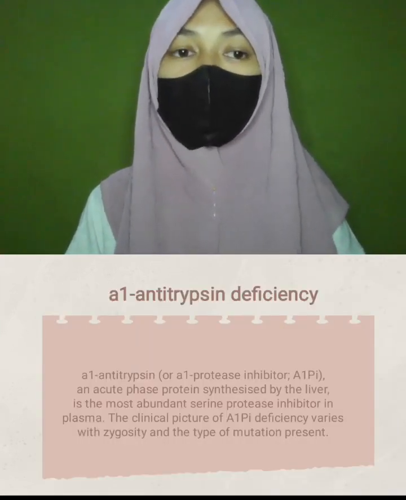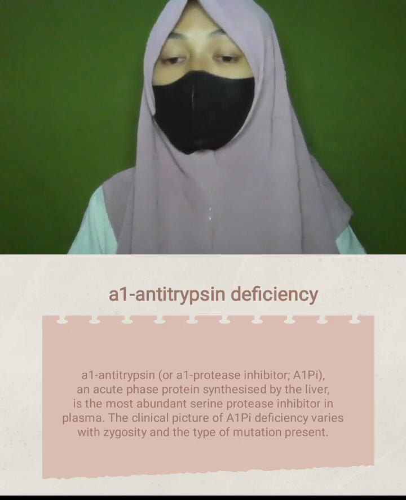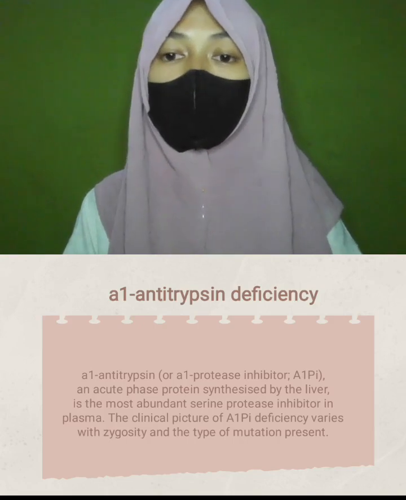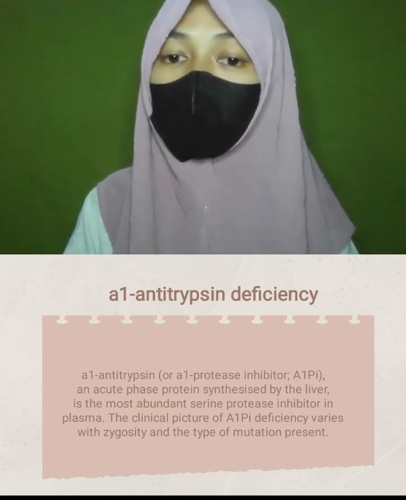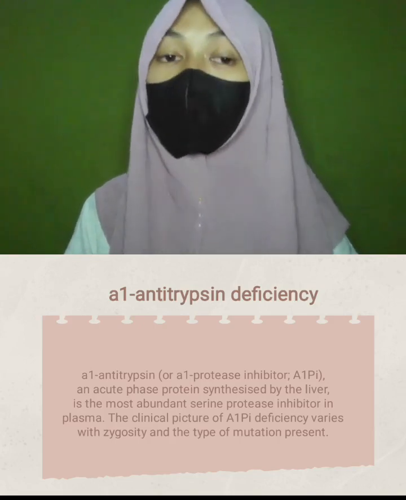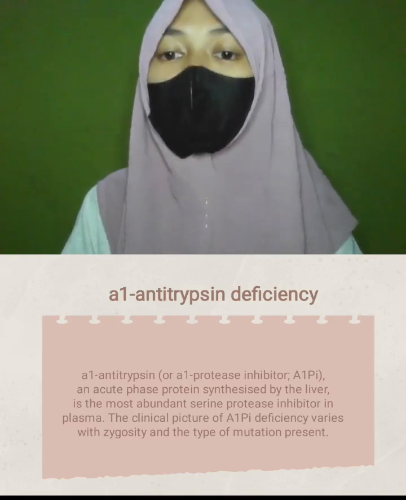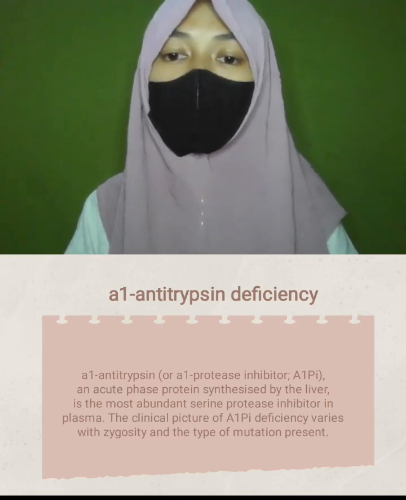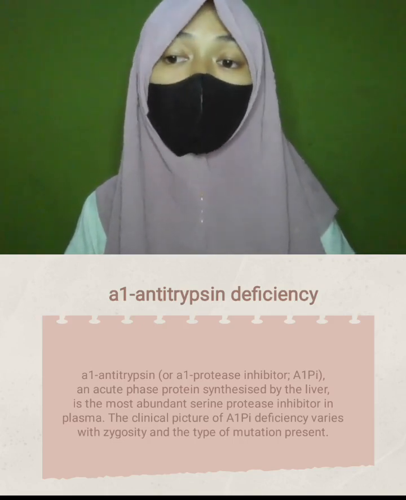A1PI, alpha-1 antitrypsin deficiency. So, it is an acute phase protein synthesized by the liver. It is the most abundant serine protease inhibitor in plasma. The clinical picture of A1PI deficiency varies with zygosity and the type of mutation present. Heterozygous individuals, yung heterozygous na tao, may be asymptomatic carriers but can have a predisposition to obstructive lung disease at later ages. In patients homozygous for a null mutation, no A1PI will be produced or secreted into the bloodstream.